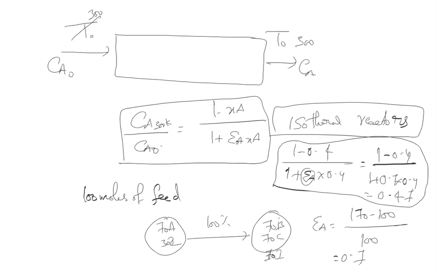Now, CA at 300 Kelvin is nothing but 0.47 into CA naught. Clear? But what we need to calculate is the concentration at 400 Kelvin, because your outlet gas is coming at 400 Kelvin. So what is the concentration as a function of temperature?